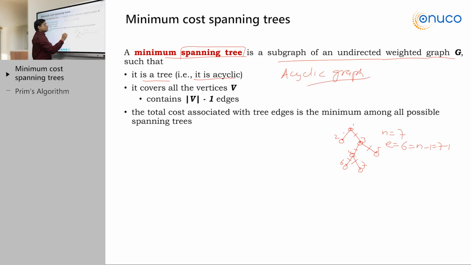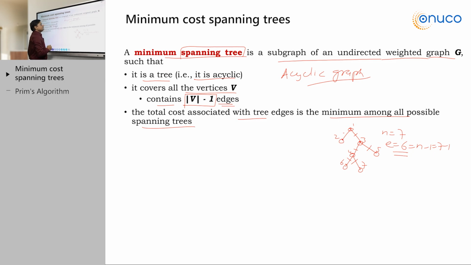Hence it is acyclic, and whenever a graph is acyclic, the number of edges will be one less than the number of vertices. When there is a cycle and we have more edges, this property will not be valid. The number of edges must be one less than the number of vertices. That is a property of trees. So it covers all the vertices of V and contains V minus 1 edges. The total cost associated with a tree's edges is the minimum among all possible spanning trees.